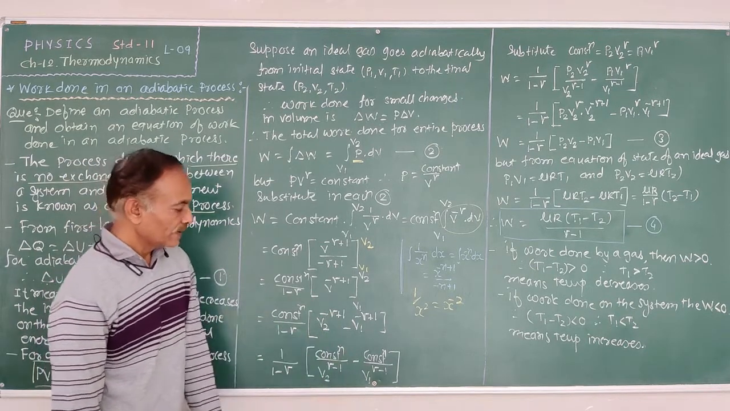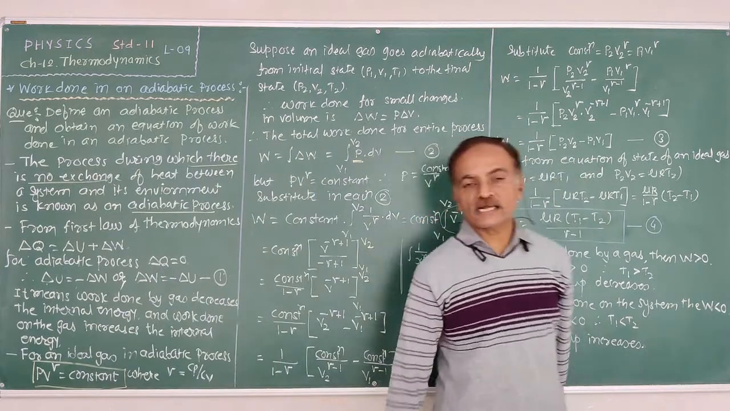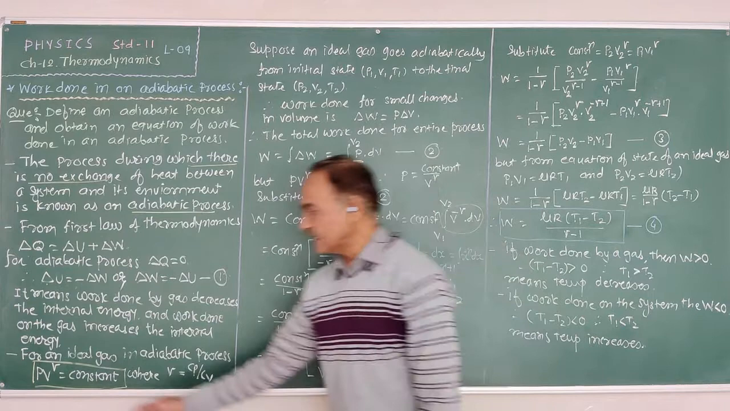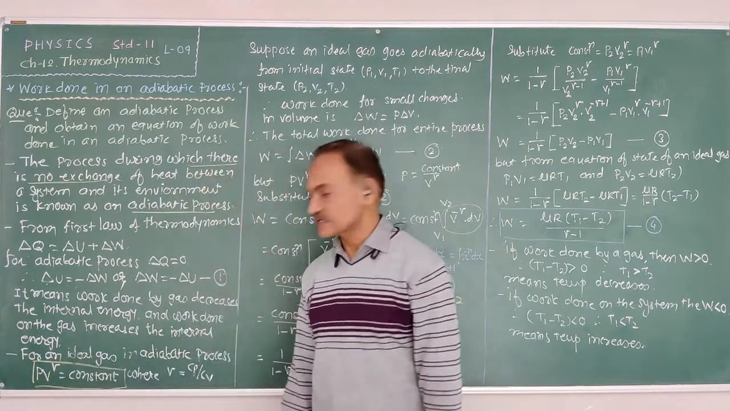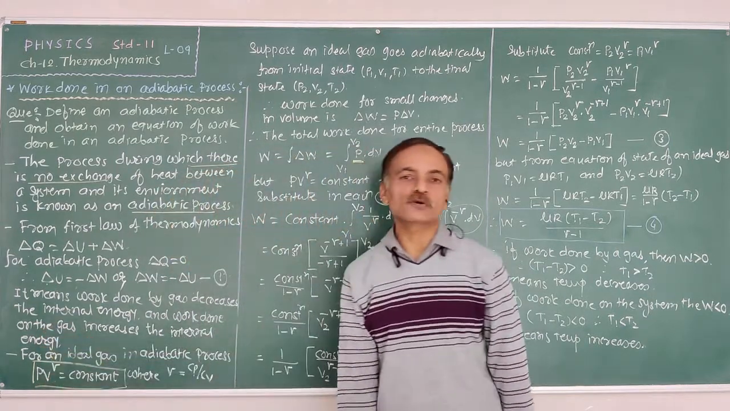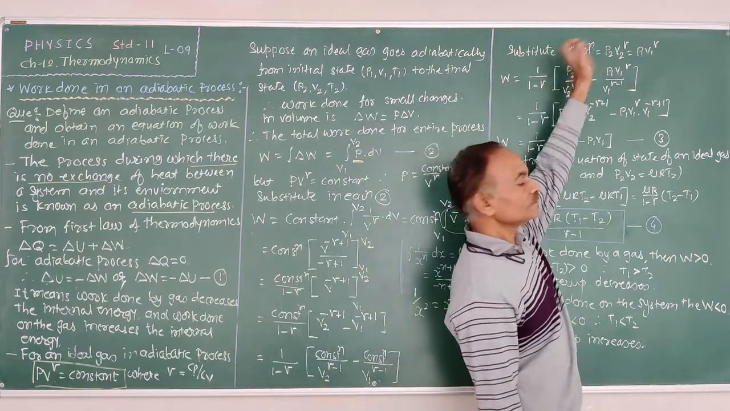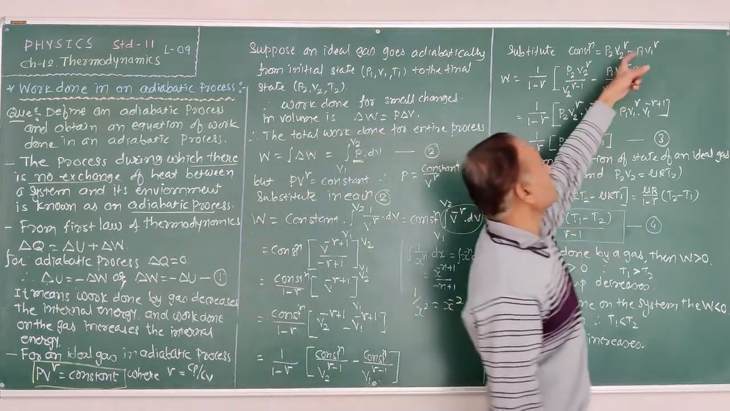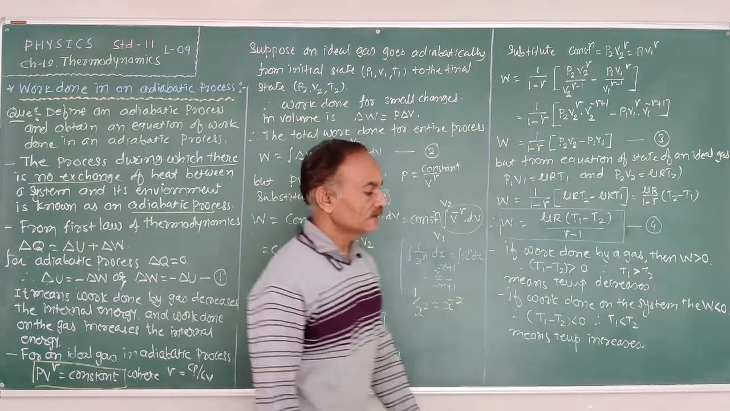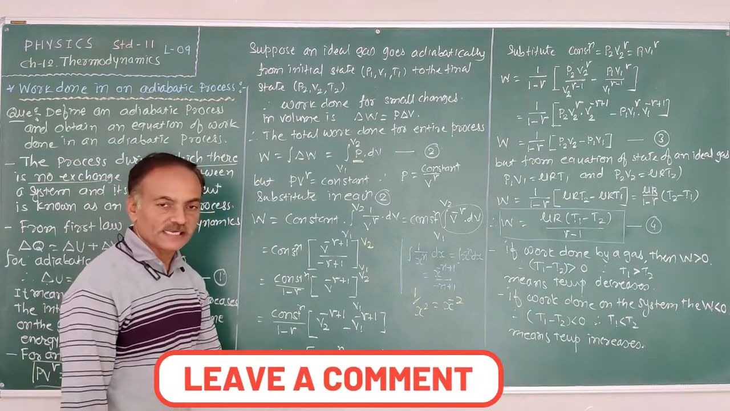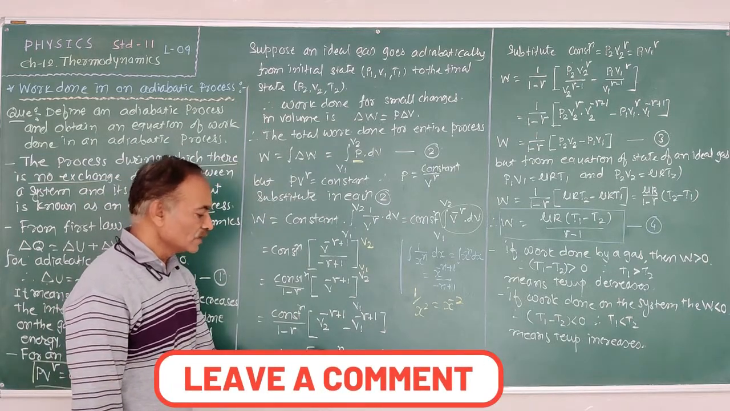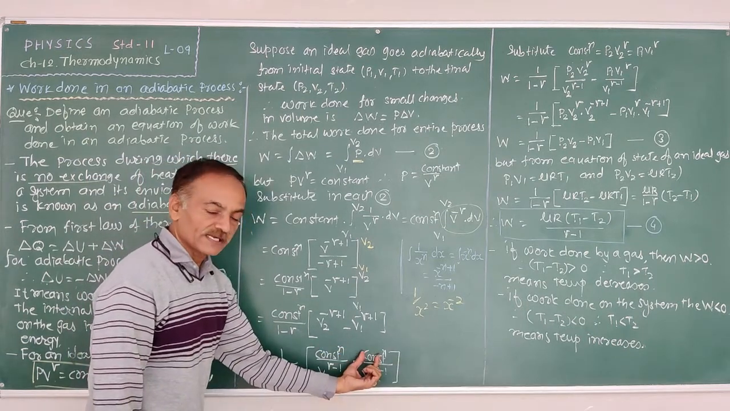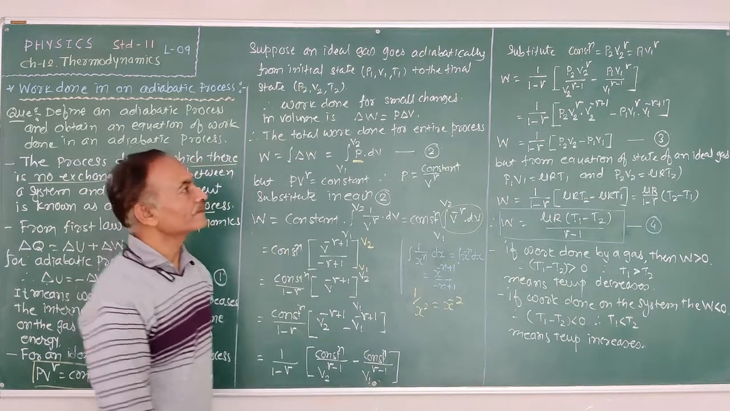Okay. Now we know that PV to the power gamma is equal to constant for an adiabatic process. So P1 V1 to the power gamma is also constant, and P2 V2 to the power gamma is also constant. Therefore, the constant is equal to P2 V2 to the power gamma, equal to P1 V1 to the power gamma. So instead of the constant, we substitute the relevant value. Here in the denominator V2, so in the numerator we substitute P2 V2. Here in the denominator V1, so in the numerator we substitute P1 V1.